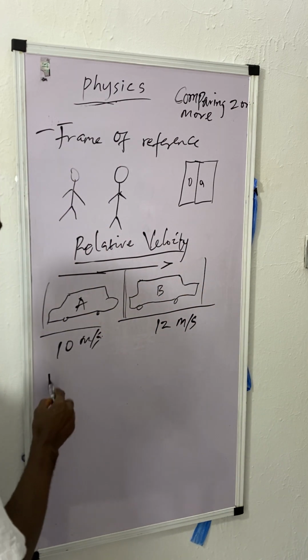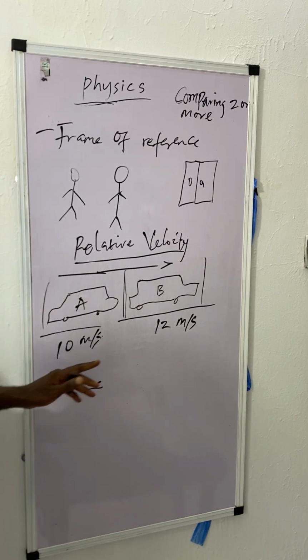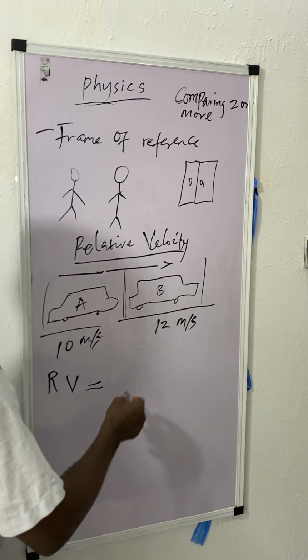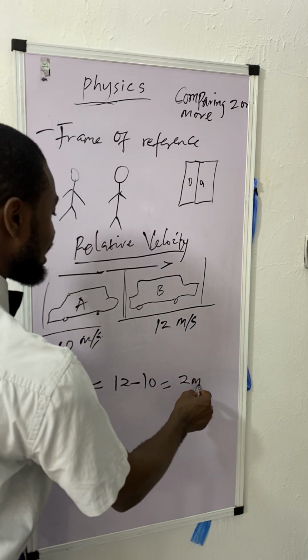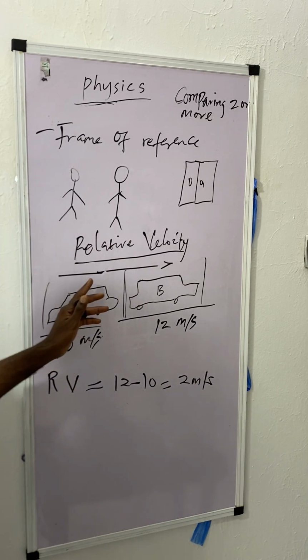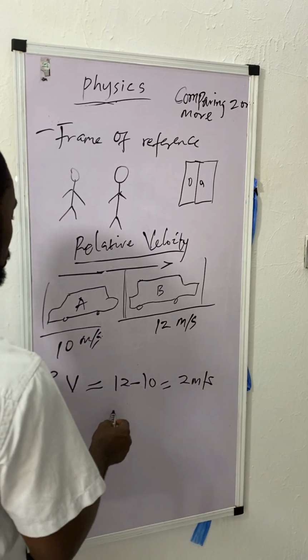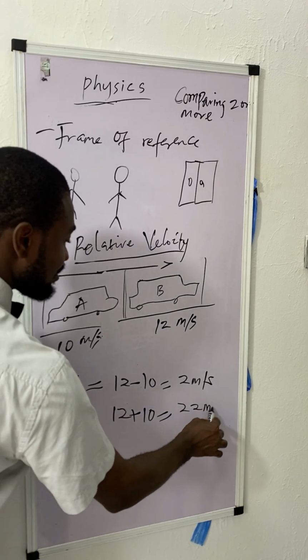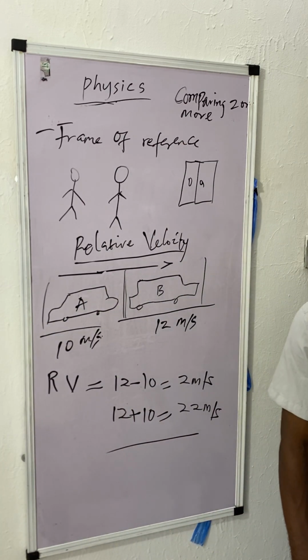To find the relative velocity, since they are moving in the same direction, you will have to subtract. So you subtract the smaller velocity from the bigger one, 12 minus 10, equals 2 meters per second. So this one is the same direction. But if they are moving in opposite directions, the relative velocity is found by adding the two of them. So you add 12 plus 10, which gives you 22 meters per second. So take note of the same direction or opposite direction.